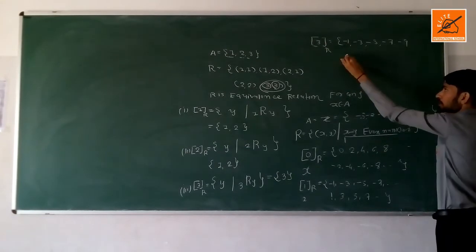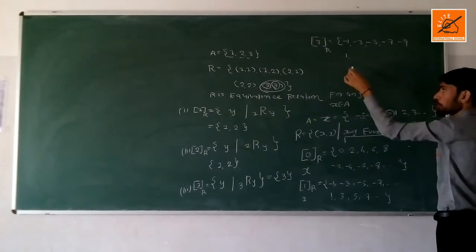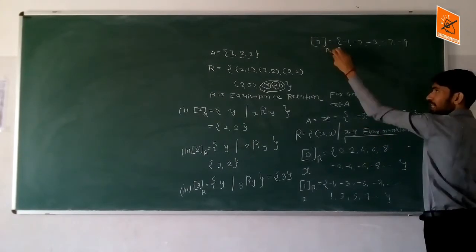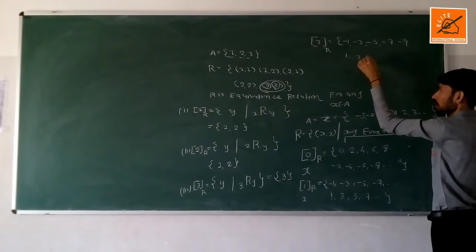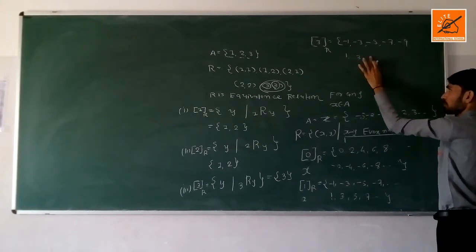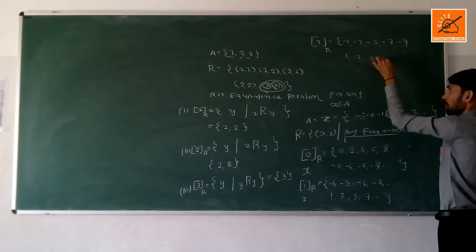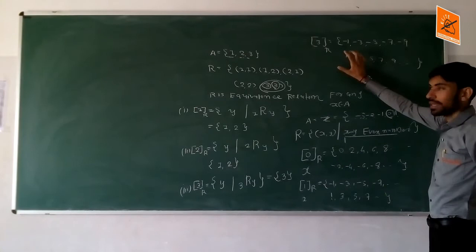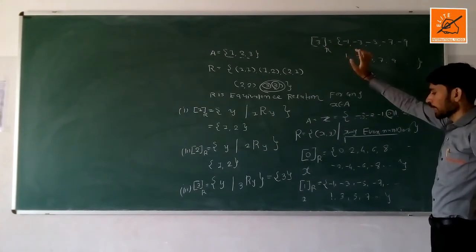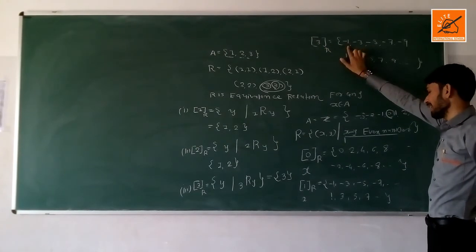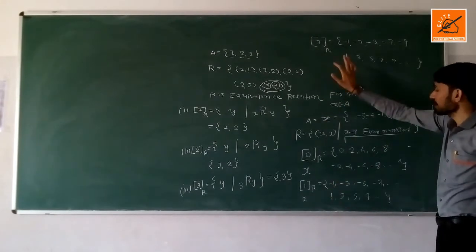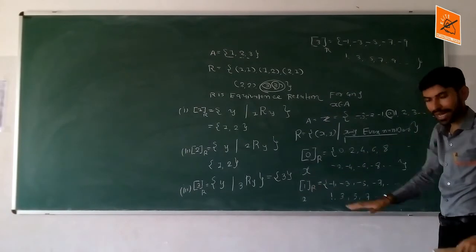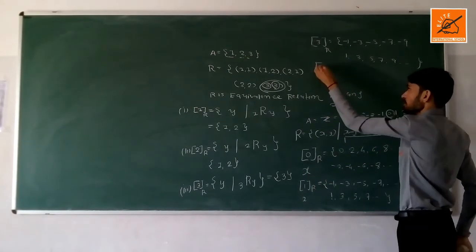Now on the positive side, 1 is related to 3 because 3 minus 1 is 2, an even number. Similarly 1, 3, 5, 7, 9, etc. So this is the equivalence class generated by element 3. Now observe that the equivalence class of 3 and the equivalence class of 1 are both the same. The equivalence class generated by 1 is equal to the equivalence class of 3.